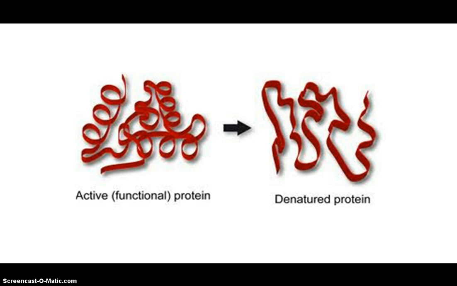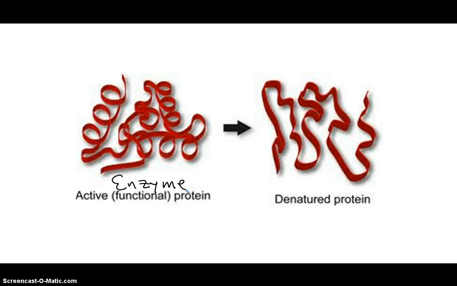Now we get into a little bit of the new stuff. We have an active or functional protein. Here's our enzyme. Well, what happens if the conditions aren't just right for it? Specifically in this case, what happens if we heat it up? There's a three-dimensional shape change and the protein becomes inactive. We say that it's denatured.